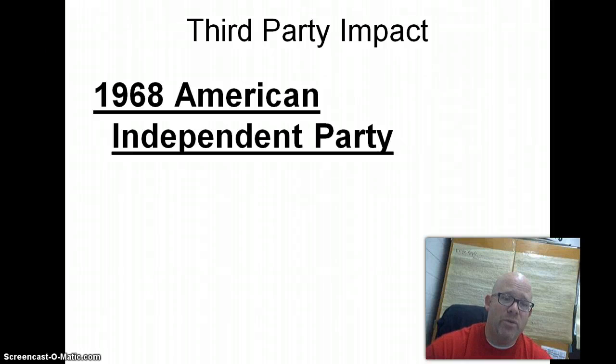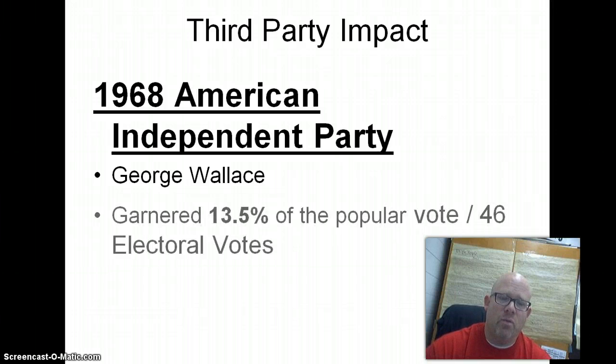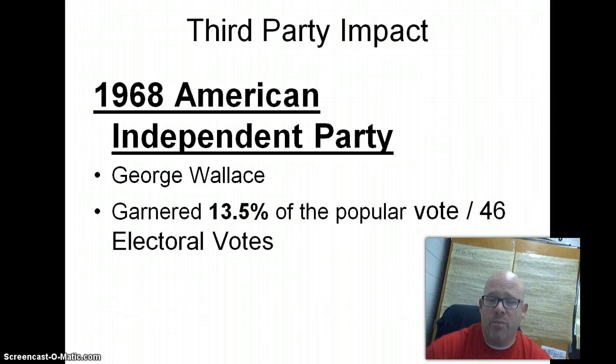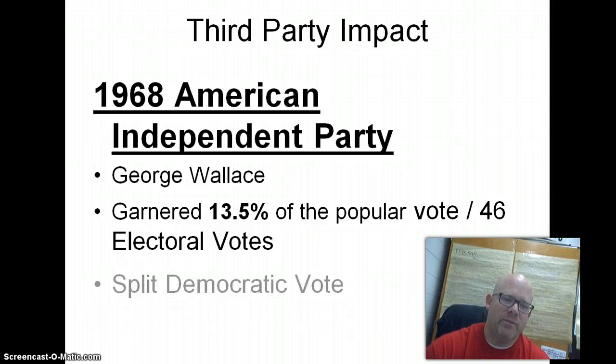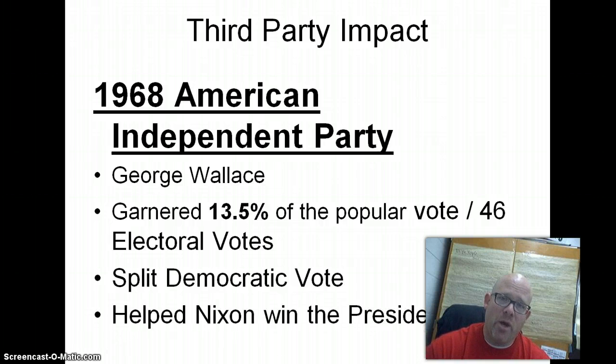The next example we'll use is the 1968 American Independent Party. George Wallace, an Alabama governor, is going to lead the American Independent Party to win about 13.5% of the popular vote, and more importantly, 46 electoral votes. They're going to split the Democratic vote, and it helps Nixon win the presidency. All right, and this ushers in the age of de-alignment and divided governments.